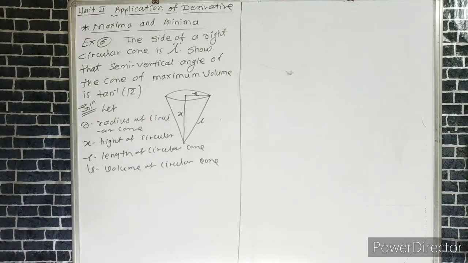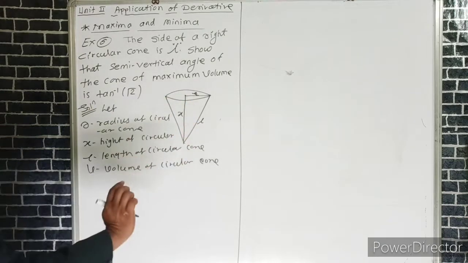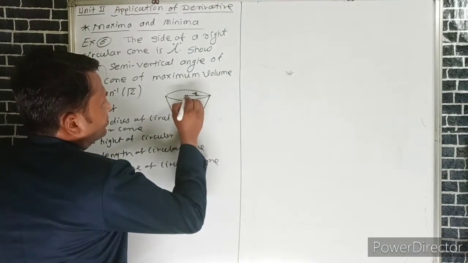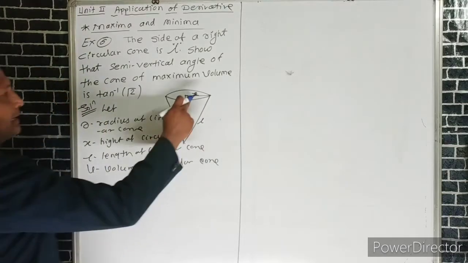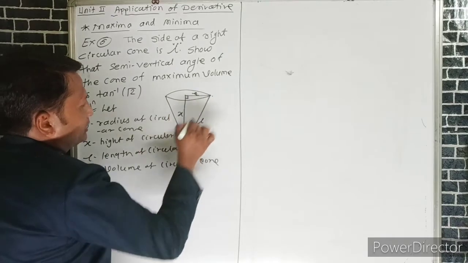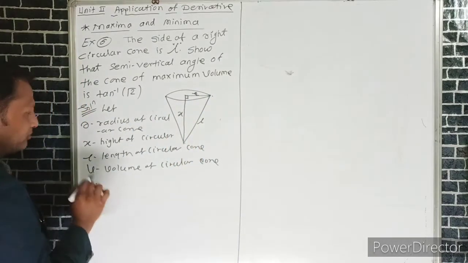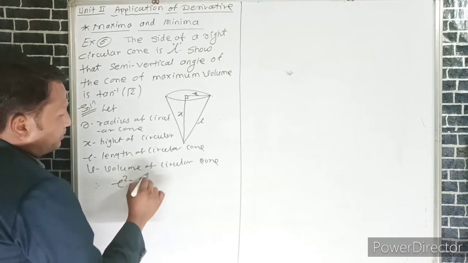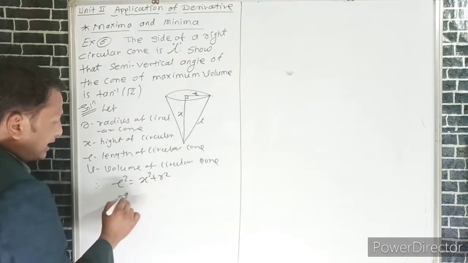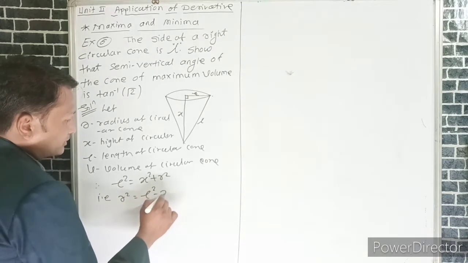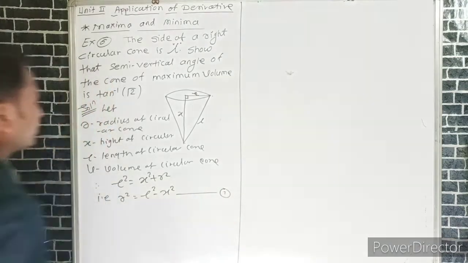We have to show that the semi-vertical angle of the cone of maximum volume is tan inverse of under root 2. By using the Pythagoras theorem, because here it makes a right angle triangle, we can say that L square is equal to x square plus r square, or r square is equal to L square minus x square, which is equation number 1.